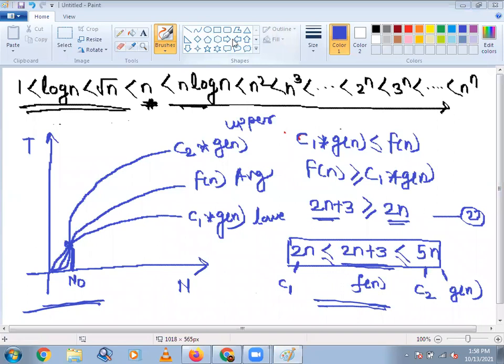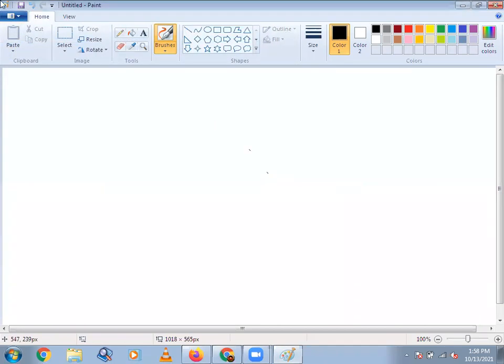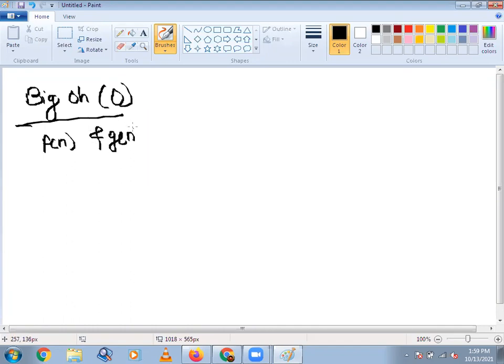Okay, then we are revising today's part. Which part have we studied? First, we have seen the big OH notation. The symbol is capital O. In this part, we have studied that there are two types of functions, f of n and g of n.